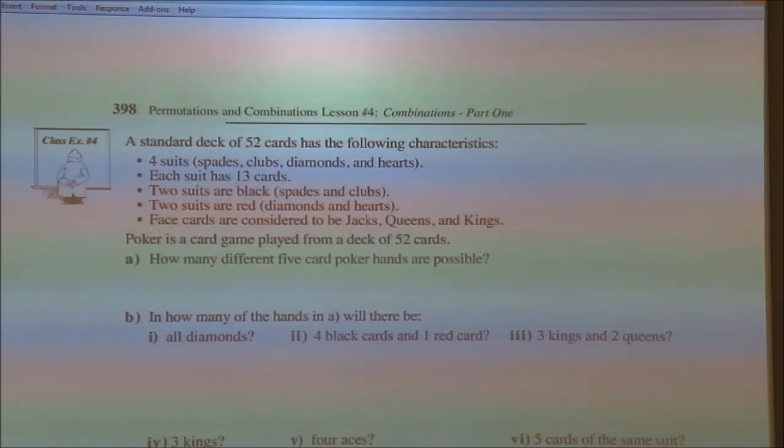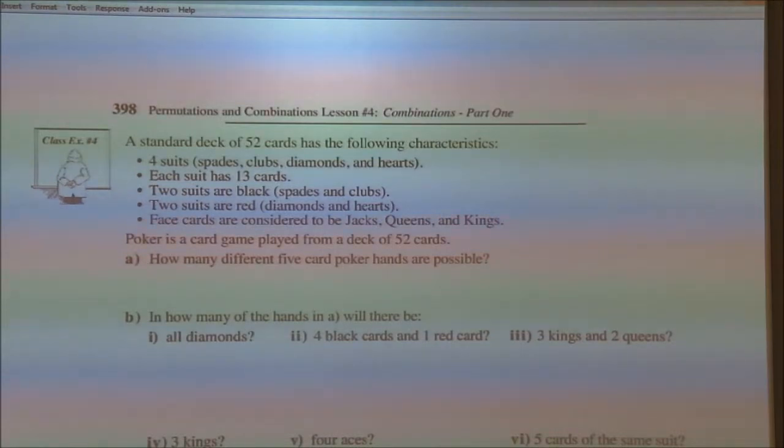2 of the suits, clubs and spades, are black. 2 of the suits, diamonds and hearts, are red. There are 13 cards in each suit. Face cards are your jacks, your queens, and your kings. And depending on the game that you're playing, sometimes your ace is your high card, sometimes it is your low card.